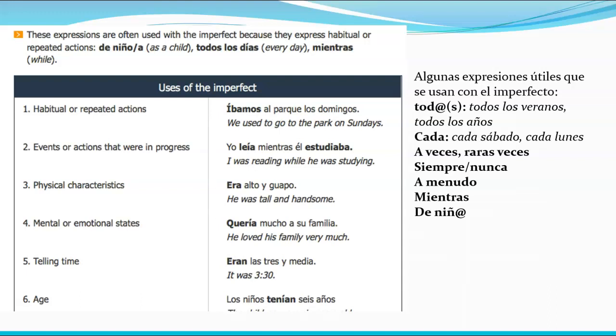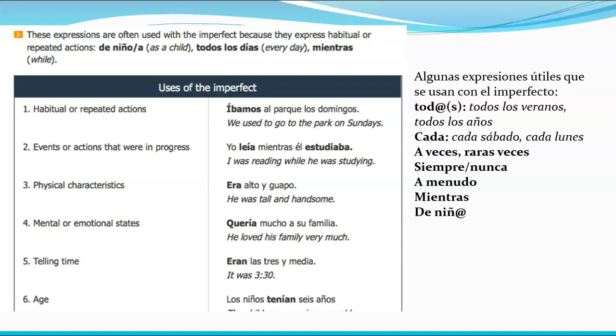So these are very common expressions that are used, not to say 100% of the time, but are used often with the imperfect. Now, as I mentioned, imperfect is used for habitual or repeated actions, like íbamos al parque los domingos. We used to go to the park on Sundays. We use them as events or actions that were in progress at a time in the past. Like yo leía mientras él estudiaba. So I was reading while he was studying. We have two actions that were going on in the past at the same time.